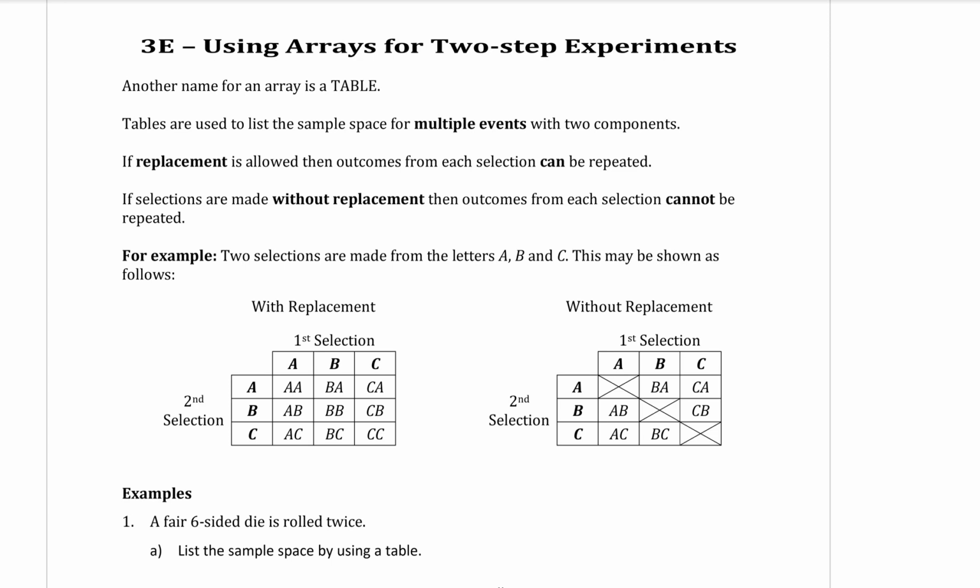Venn diagrams and two-way tables. Do you remember the two-way tables where you had A, not A, B, not B as your things on there? Yes. What's the difference between a two-way table and an array? What's an array? Well, these ones down here are arrays.